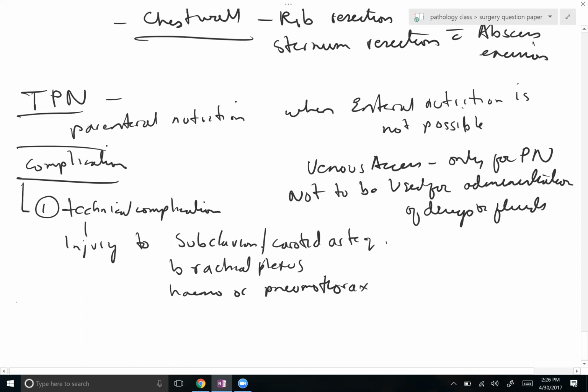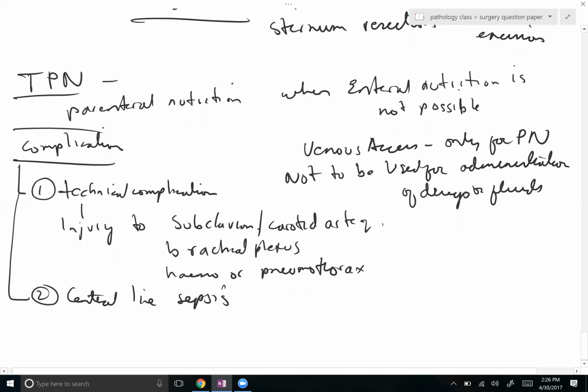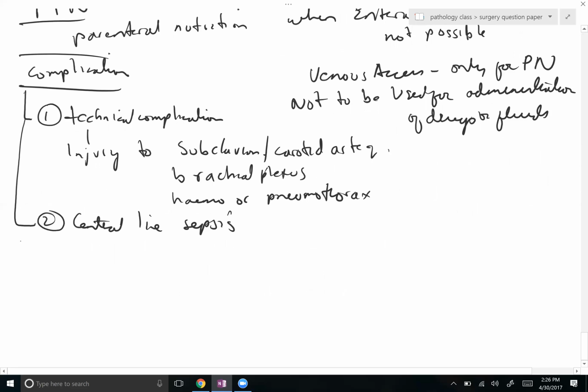Next, it can result in central line sepsis. The central line is the procedure by which we gain access into the central veins. This one, central line sepsis, is the most dangerous and life-threatening, but it is a preventable complication. Next, it can result in gut mucosal atrophy.